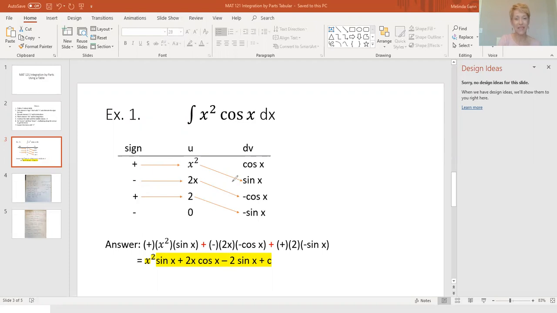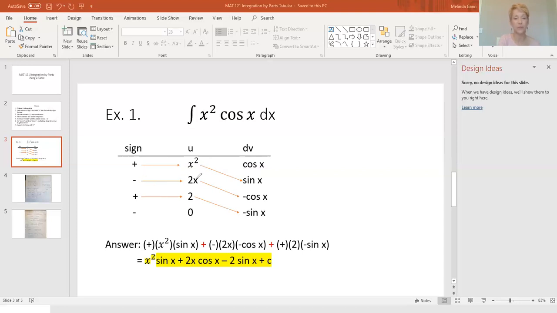Now remember what I said in the steps, you go across and then you go down, not across and across. So you go across and down to draw the arrows, and across and down. And you're going to multiply along those arrows. So I'm going to multiply a plus times an x squared times a sine x. Then I go to the next set of arrows.